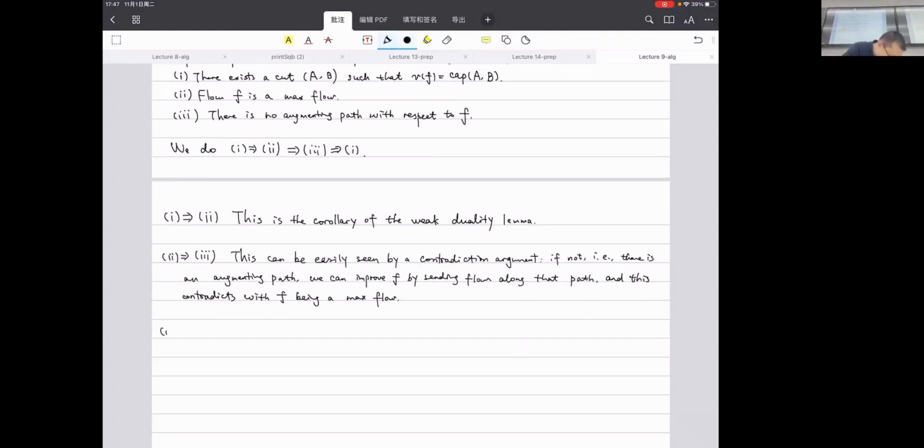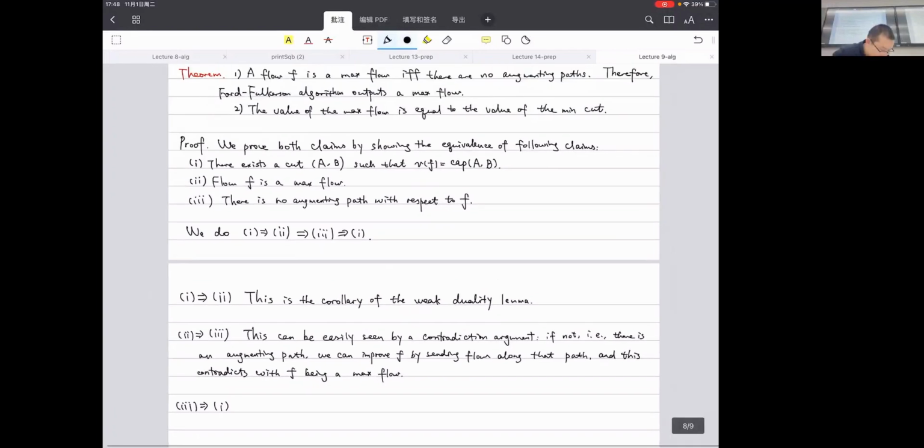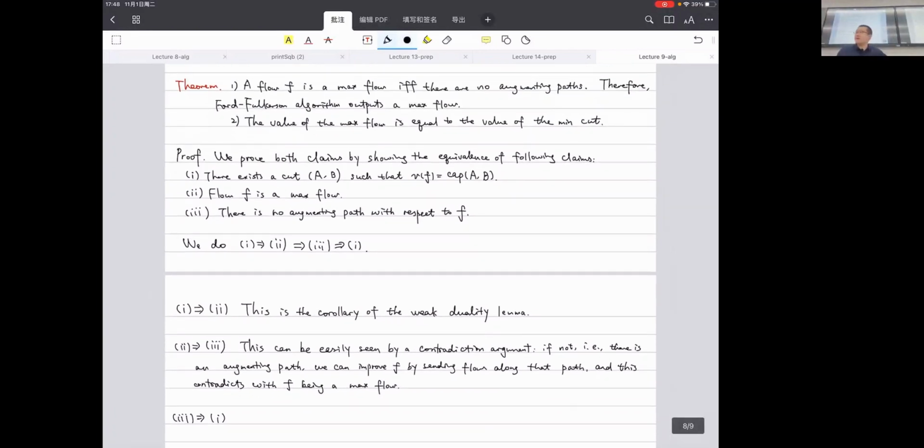So then the remaining thing is 3 implies 1 here. This part is a little bit sophisticated. So before introducing that, is there any question about the theorem statement and the idea that we are going to show the equivalence of the 3 claims, and 1 to 2 and 2 to 3, before we show 3 to 1? Any quick questions?